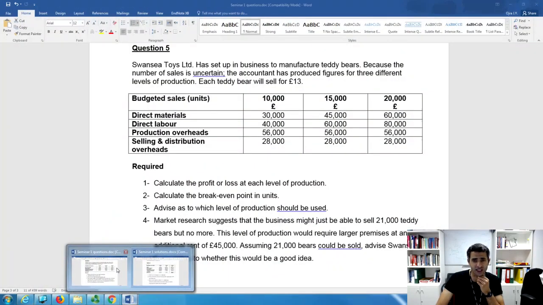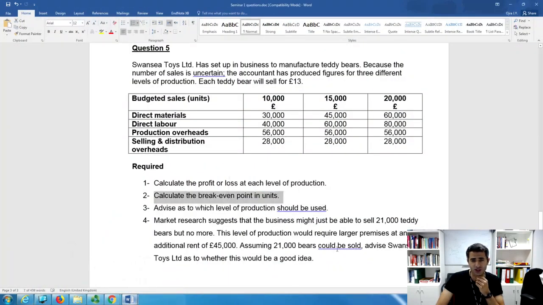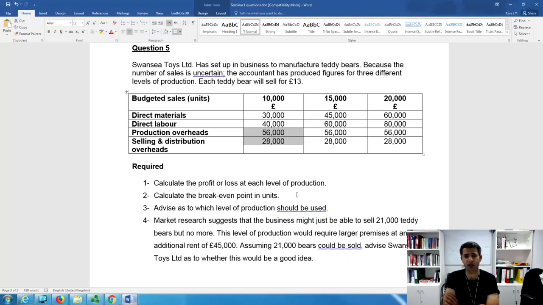Now if we calculate the break-even point in units, if you remember the formula, it is fixed cost divided by contribution per unit. Now let's have a look at the fixed cost. Which level of production do you need to pick up? It doesn't matter really, you can pick any level of production in order to calculate the break-even point. Fixed cost is easy, it is available here: 56,000 plus 28,000. This is the fixed cost, divided by contribution per unit.